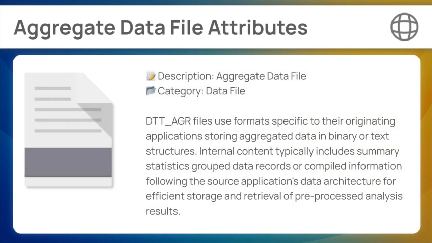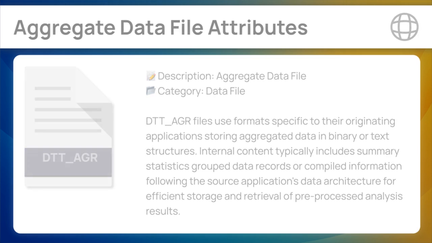DTT-AGR files use formats specific to their originating applications, storing aggregated data in binary or text structures. Internal content typically includes summary statistics, grouped data records, or compiled information following the source application's data architecture for efficient storage and retrieval of pre-processed analysis results.